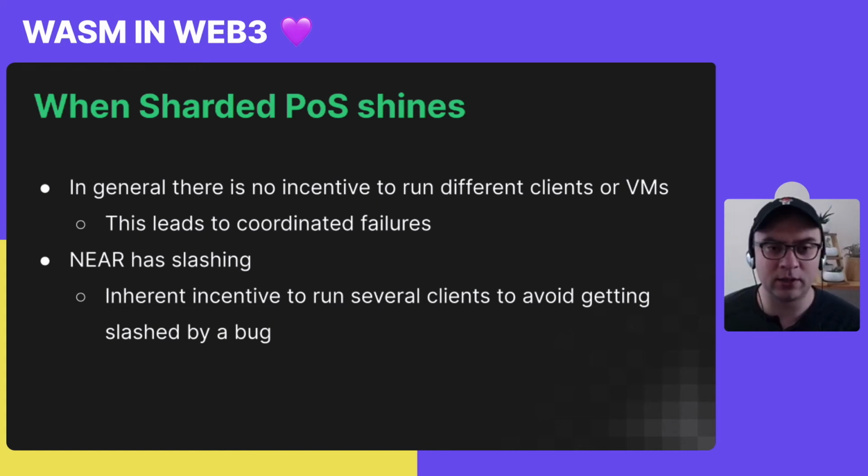And if they disagree on the block production, then they would terminate their clients without producing any block. So there is an inherent incentive on blockchains with slashing for validators to run multiple clients, and maybe even the same client, but using different virtual machines. It can also be an alternative for validators.